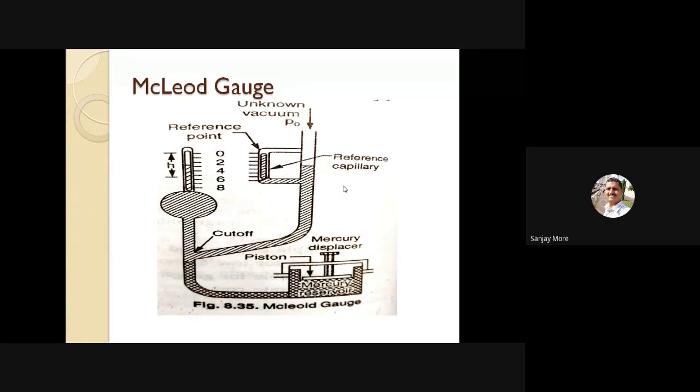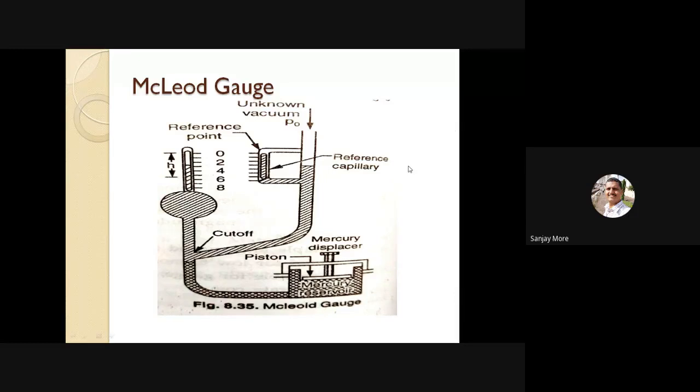Anyone, please reply whether the diagram is completed or not. Okay, thank you. See the construction of Macleod gauges.